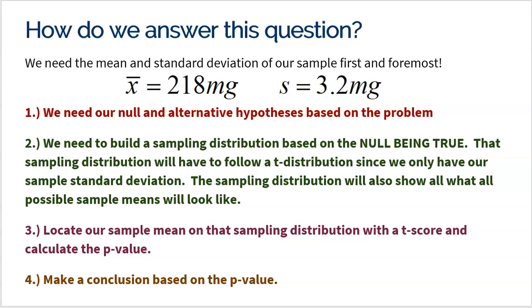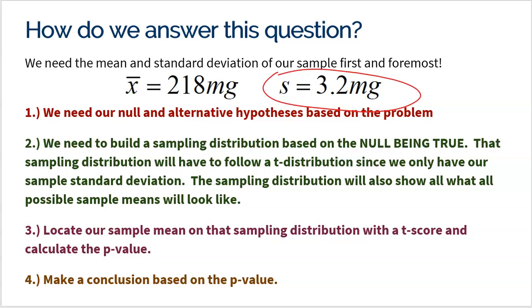Now that sampling distribution is going to have to follow a t-distribution. Remember why, right? The big issue is that we're only using the mean and the standard deviation of our sample. And when we only use the mean and the standard deviation of our sample, we're not as confident using the normal model. It's not going to be as accurate. So we're going to have to use the t-distribution that we've already talked about as well. Now the sampling distribution will also show us all the possible sample means we'll look at. That is really what's important, because then we can say, where does our 218 fit in? That's actually step 3, locating our sample mean on that sampling distribution. We're going to have to use a t-score because it's a t-model, and we're going to talk about that.